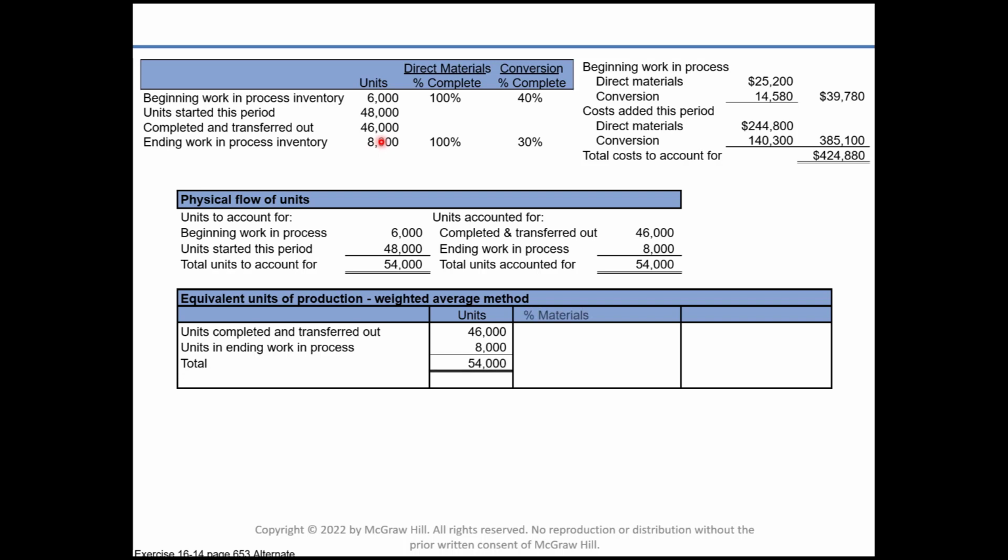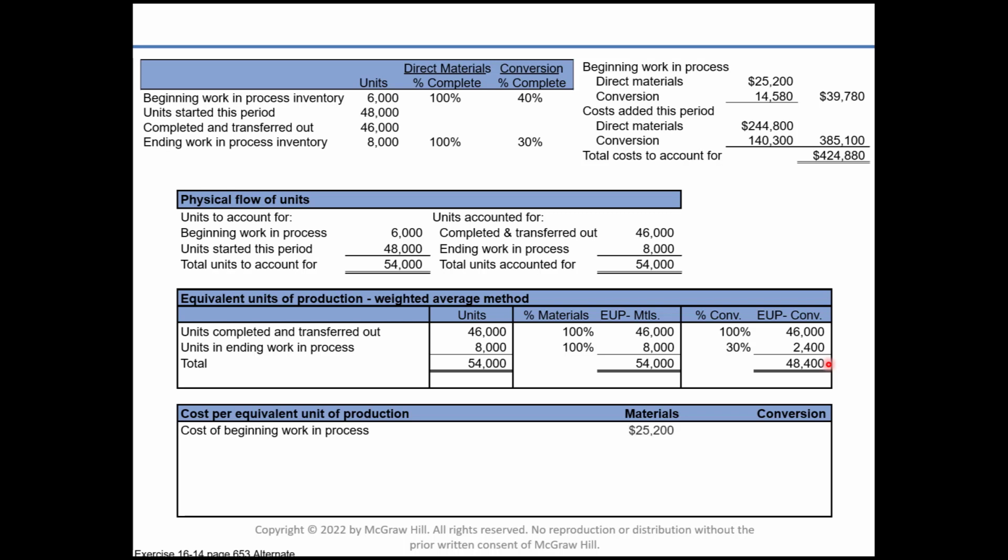And then we're going to multiply by the percentage. The ones that are fully complete get 100%. Then we're looking at the ending inventory. So this is ending inventory for materials, 100%, and for conversion, it's 30%. Multiply these out. So materials equivalent units of production are 54,000. Conversion equivalent units are 48.4.